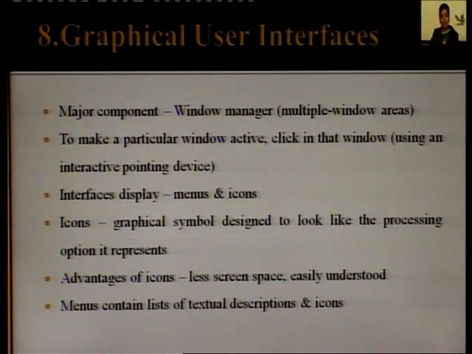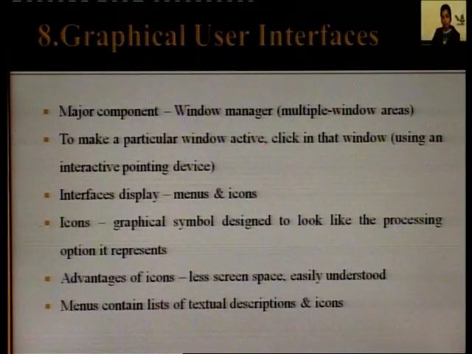Major components like window managers, multi-window areas you want to design, there are also XY coordinates there. To make a particular window active, click in that window using an interactive pointing device. Interface displays like menus and icons are also a graphic system. Icons are graphical symbols designed to look like the processing option they represent. What is the advantage of icons and menus? We design an operating system that is user friendly.